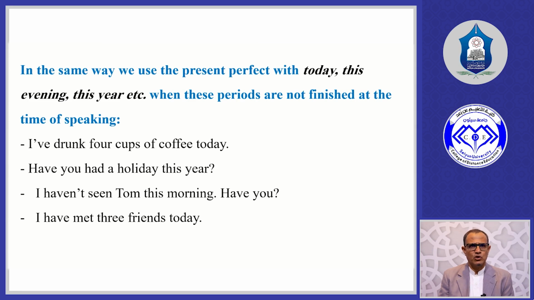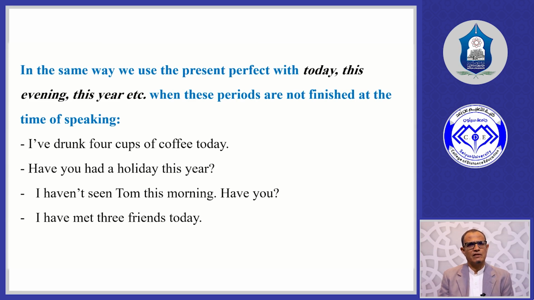But if you are still talking in the morning and the period of time is still not finished, we say, I haven't seen Tom this morning. We use the present perfect tense here because we are still speaking in the morning. Also, we have, I have met 3 friends today, from the morning till now. That means we are still in this day, and this day didn't finish. So I have met 3 friends today. That means the period of time is not finished, so we use the present perfect tense.